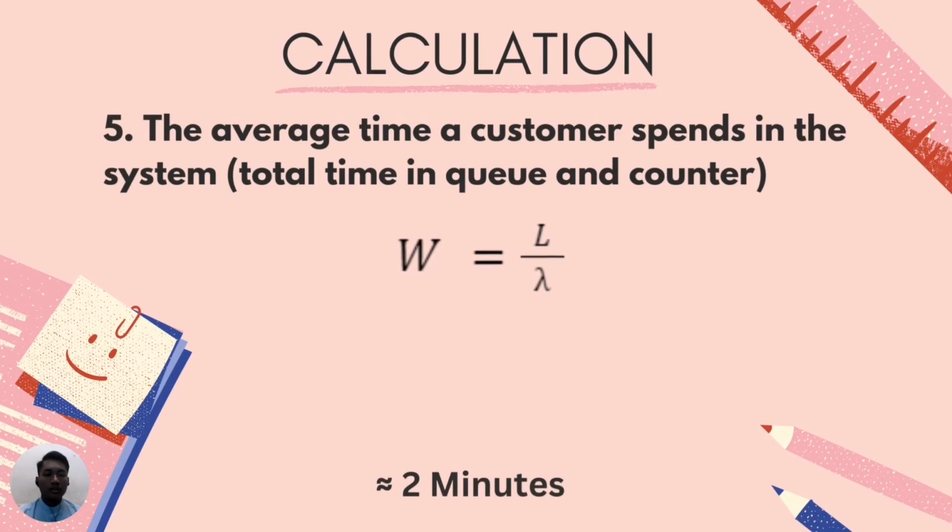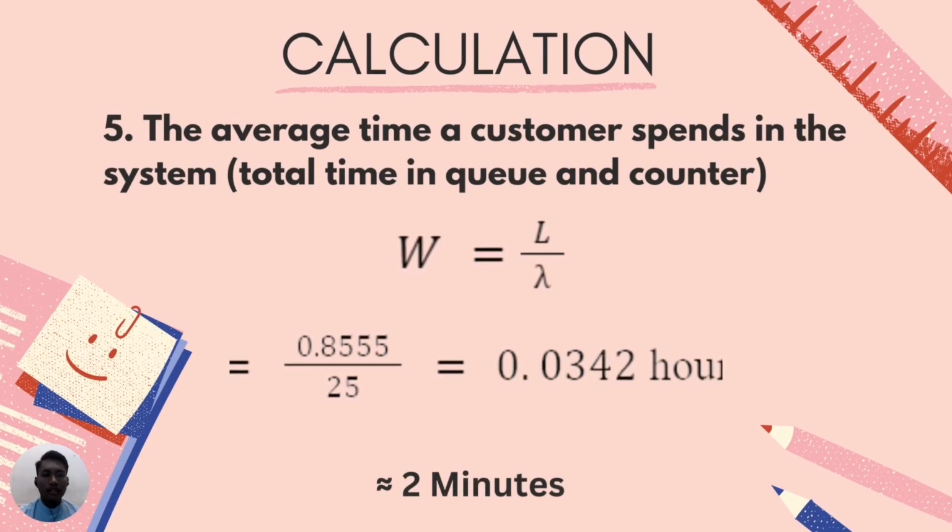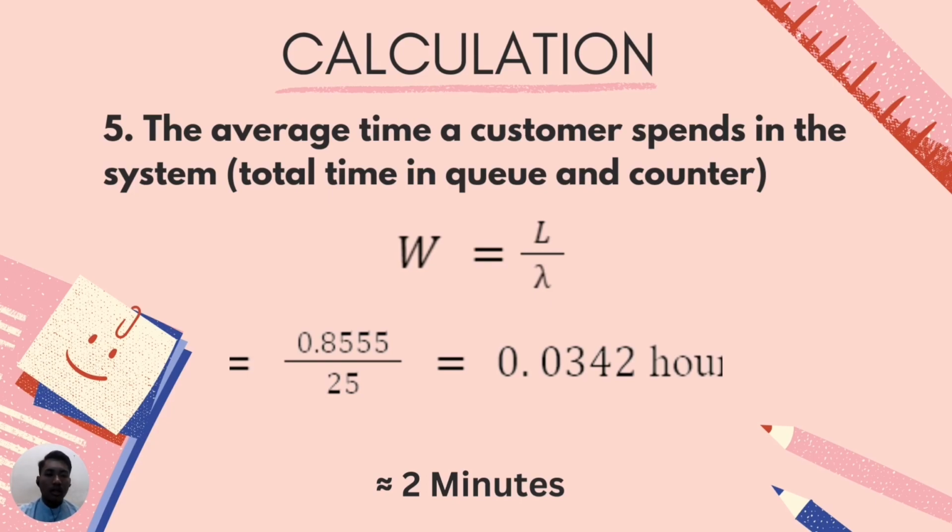And next is the calculation for the average time a customer spends in the system. The formula is W equals L over lambda, which is 0.8555 over 25, and the answer is 0.0342 hour. We convert that to minutes and we get 2 minutes. So the average time a customer spends in the system is 2 minutes.